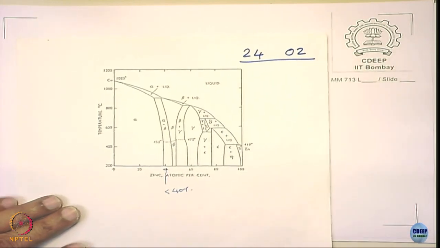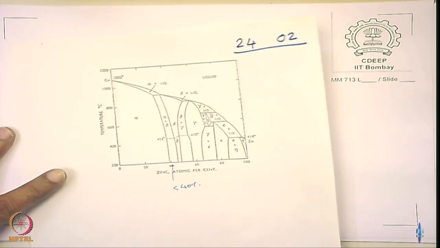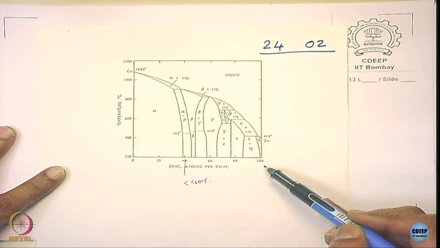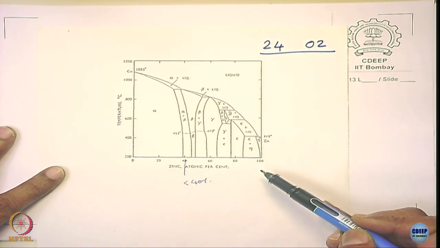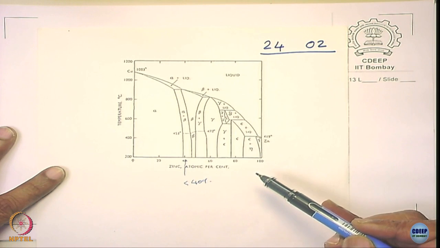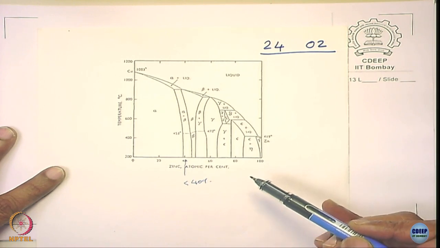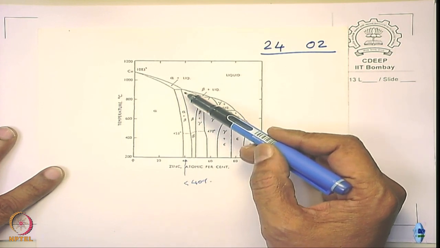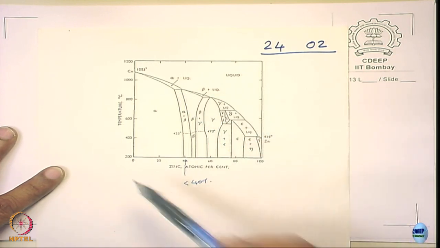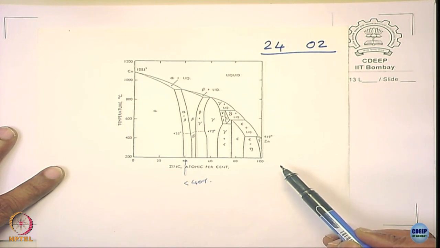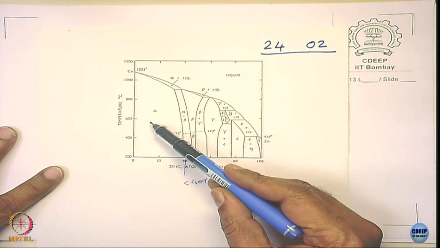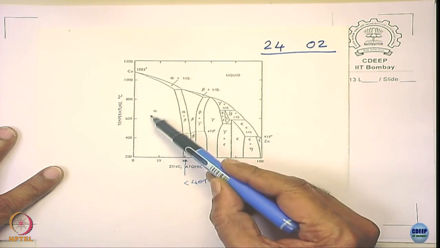Let us take the phase diagram. This is a famous copper zinc phase diagram. I think most of you might have studied it in a physical metallurgy course, and you will see a lot of peritectic transformations, we call it. The copper zinc system exhibits different phases, right? When the zinc content is less, you have an alpha phase.